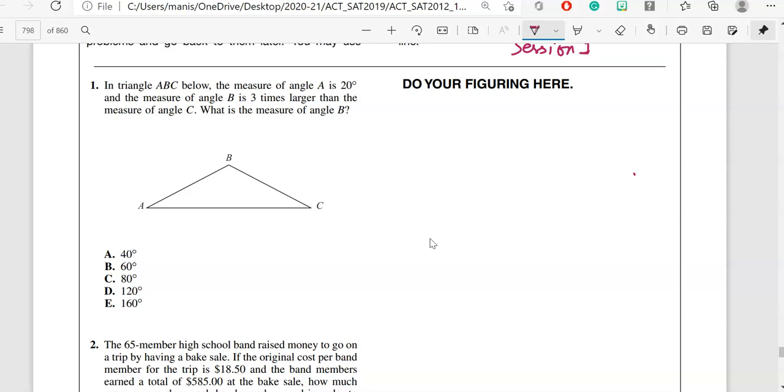In the triangle ABC below, the measure of angle A is 20 degree. We have been given 20 degree. And the measure of angle B is 3 times larger than the measure of angle C. So what I can do in this question is I just assumed let angle C is equal to x. So then therefore what will be angle B? Angle B is equal to 3 times of angle C, that's 3x.